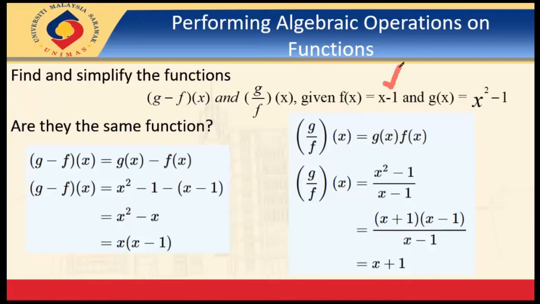Okay, and g of x is equal to x square minus 1. So if we do the minus first, g of x minus f of x, you go to g of x. G of x is where? G of x is this one, x square minus 1, and f of x is x minus 1.